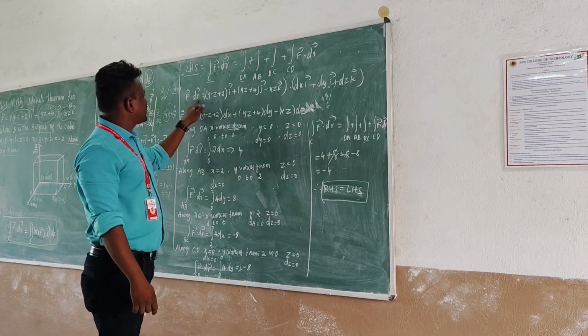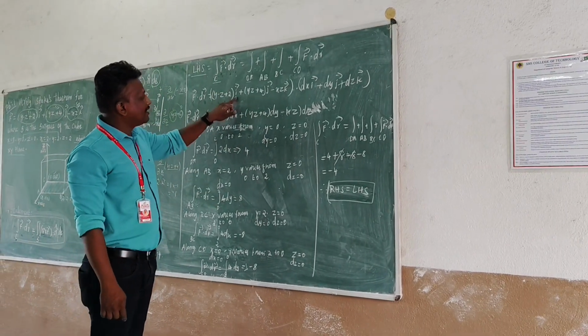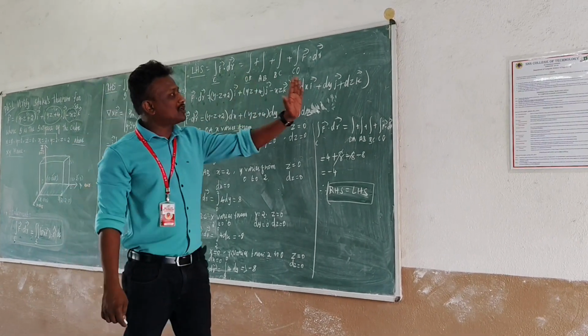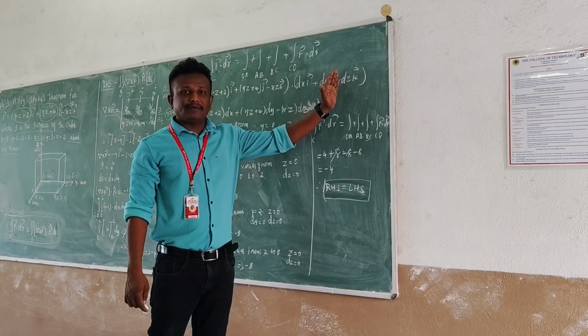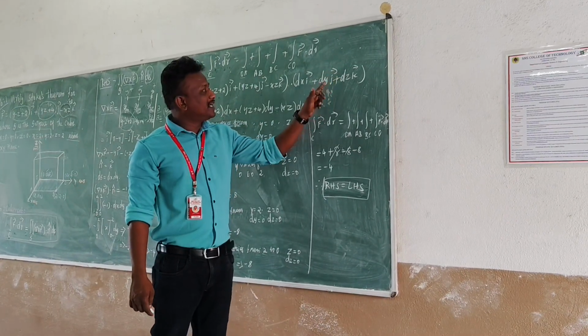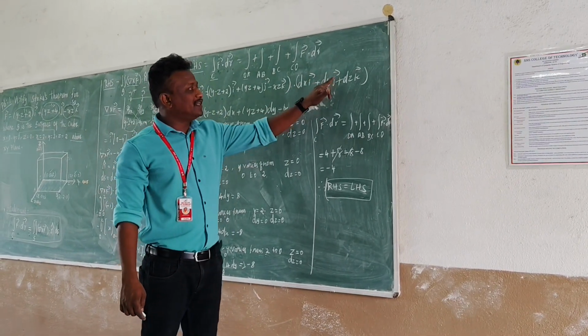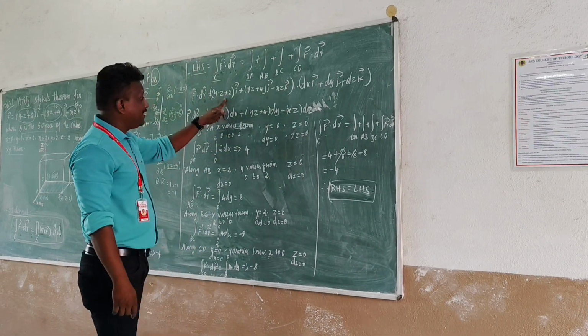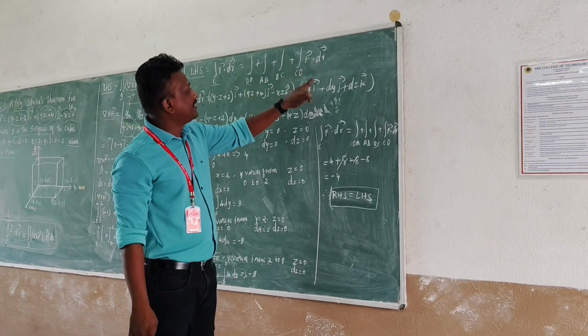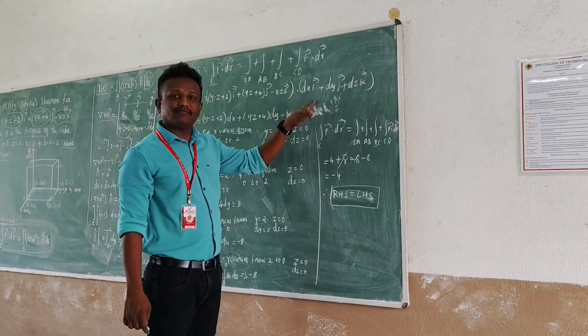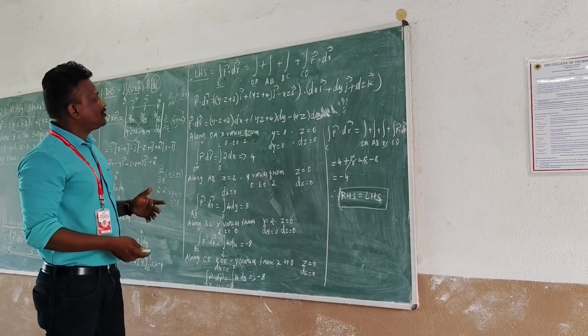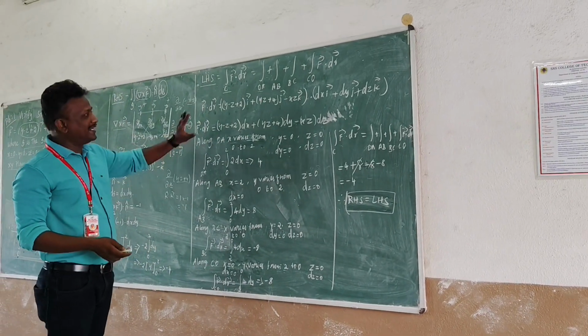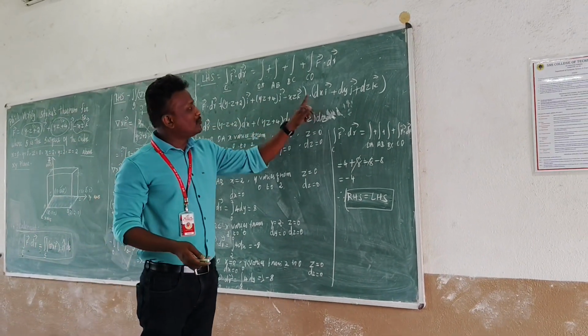Suppose in your F vector you have only i vector and j vector, then you have to stop there, because you write dx i vector plus dy j vector. Suppose we have only i, then your dr vector is nothing but dx i vector. Understand that? This is the way to write the dr vector. After writing all this, you have to take the dot product again.